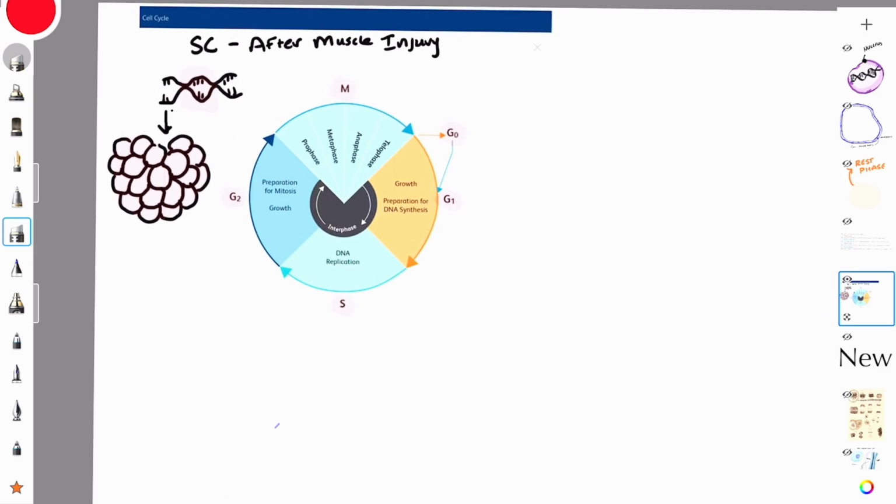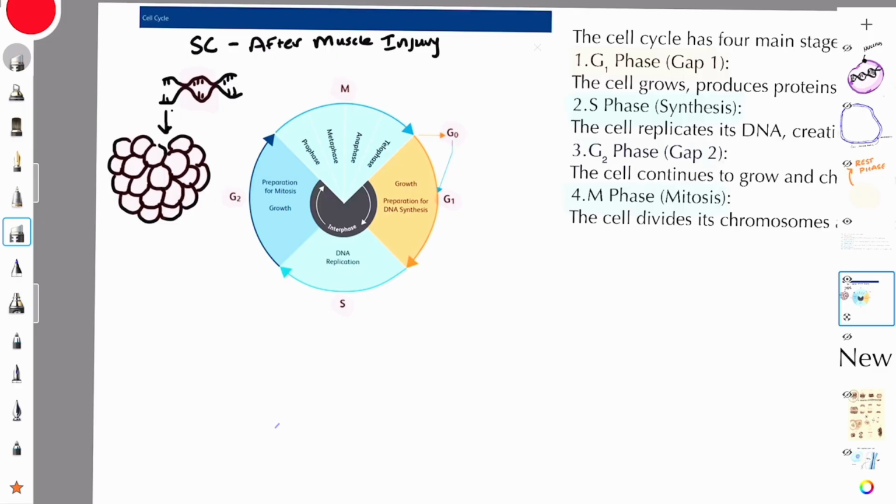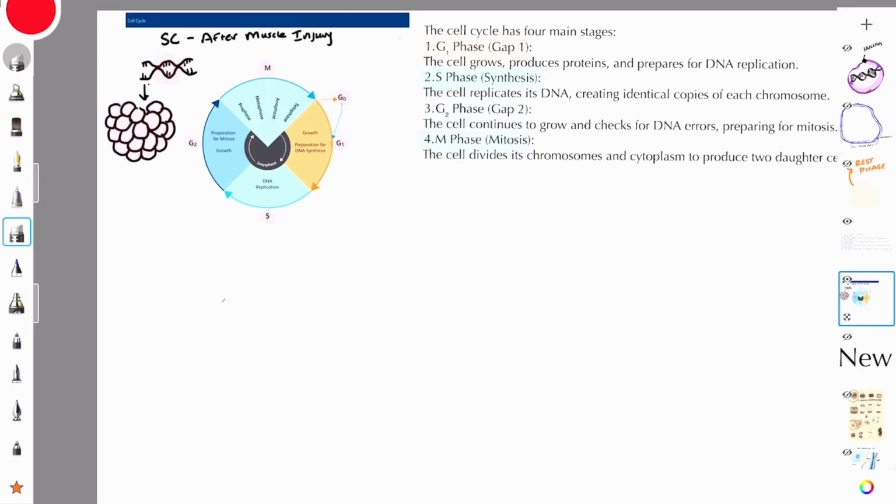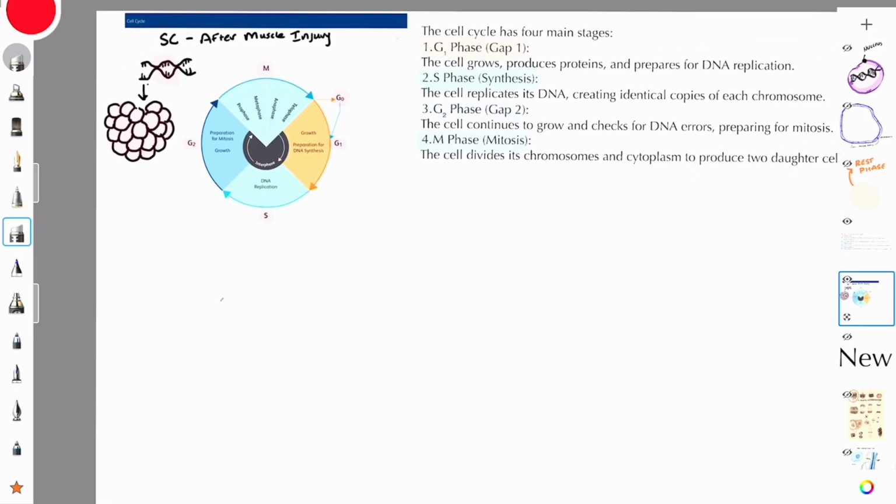All right, so let's take a quick second to rewind. I think you guys all understand what is happening there. I have a couple of things here showing you the main phases within this process, right? So in G1, we also call this the gap 1 phase, so I can put here gap 1. The cells will grow, they will produce proteins, and they will prepare for DNA replication, okay? So this is a preparatory phase.